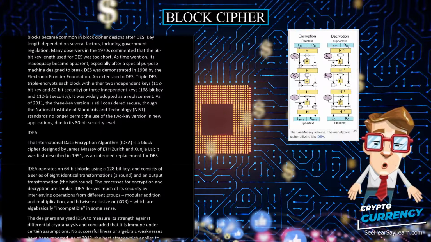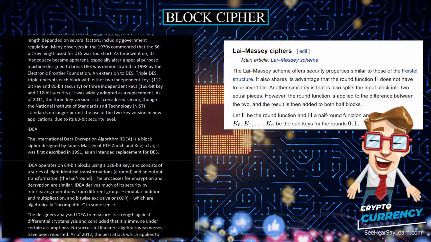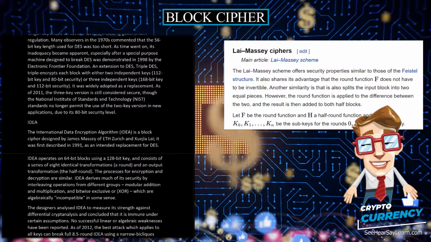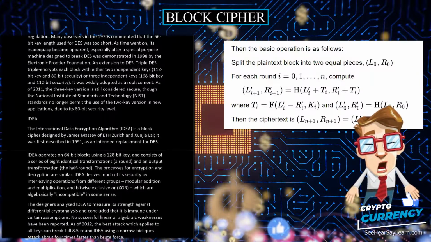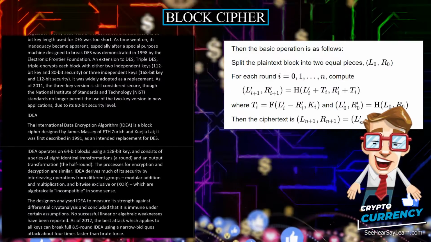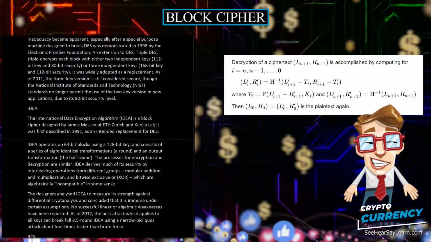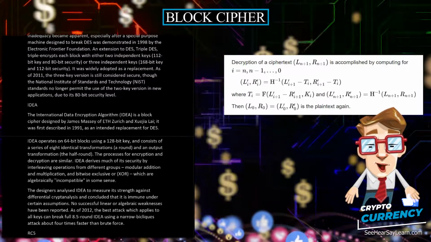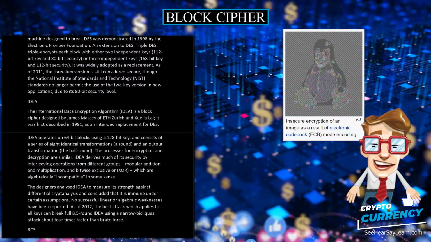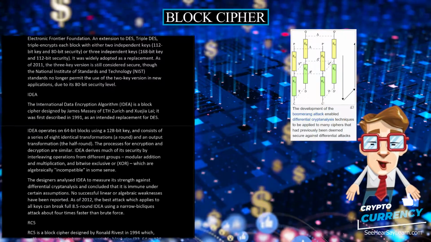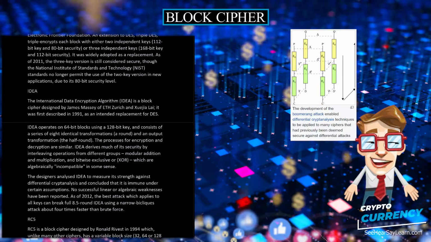IDEA derives much of its security by interleaving operations from different groups, modular addition and multiplication, and bitwise exclusive or, XOR, which are algebraically incompatible in some sense. The designers analyzed IDEA to measure its strength against differential cryptanalysis and concluded that it is immune under certain assumptions. No successful linear or algebraic weaknesses have been reported.